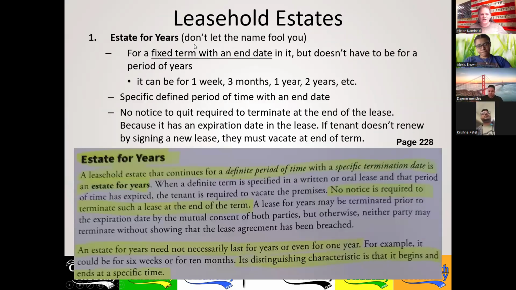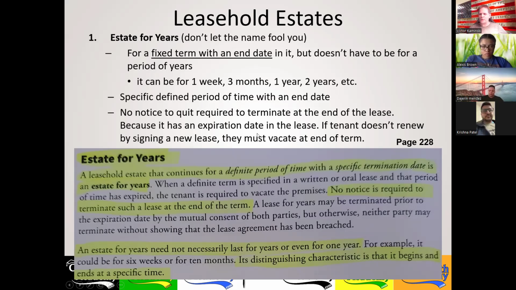So, estate for years, don't let the name fool you. It's for a fixed term with an end date in it. But it doesn't have to be for a period of years. It could be for a week, 3 months, a year, 2 years. It's for a specific defined period of time with an end date.